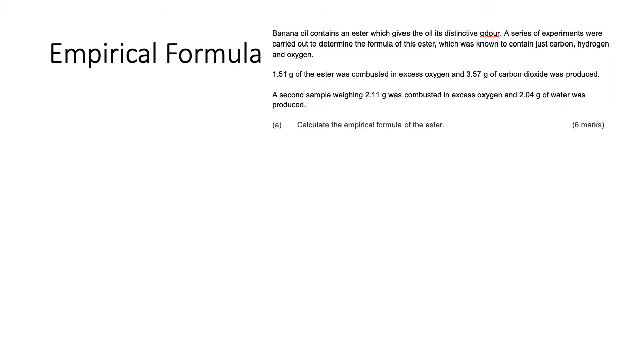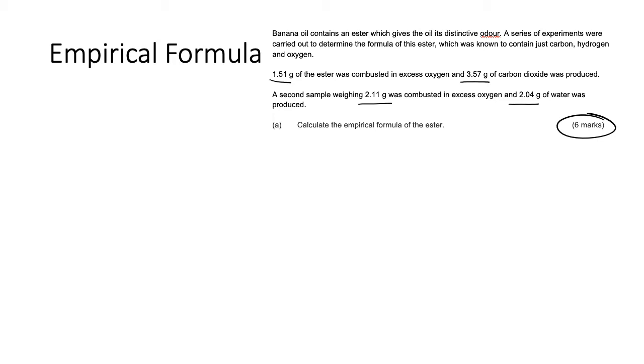So here's a question which has multiple things, and let's see if we can work through this. You notice that it's only worth 6 marks, but when you see how much work I do, you'll have an appreciation of how fast you need to work through this. We've got 1.51 grams of ester combusted in excess oxygen, which makes 3.57 grams of carbon dioxide. Second sample, 2.1 grams, makes 2.04 grams of water.